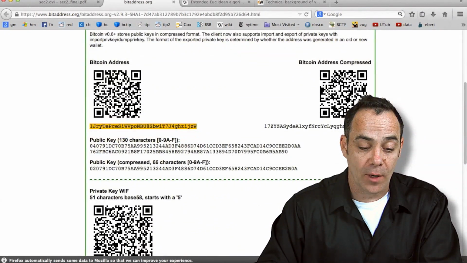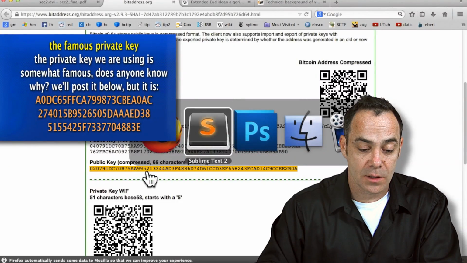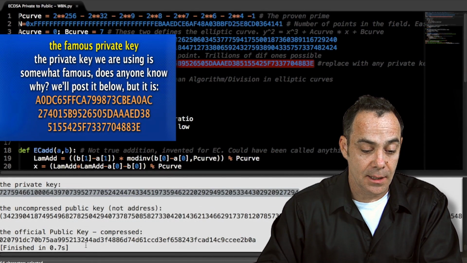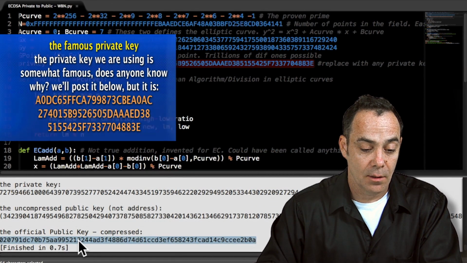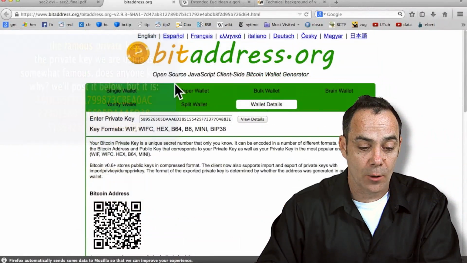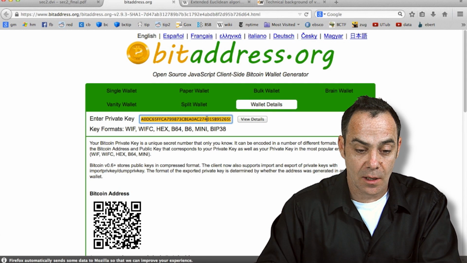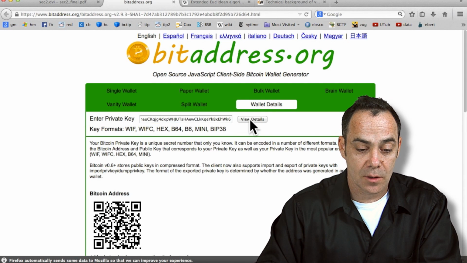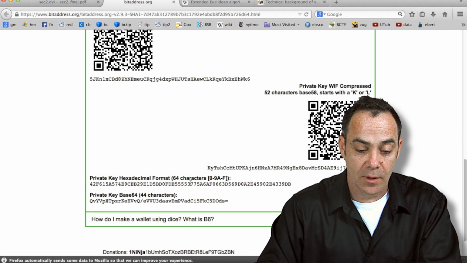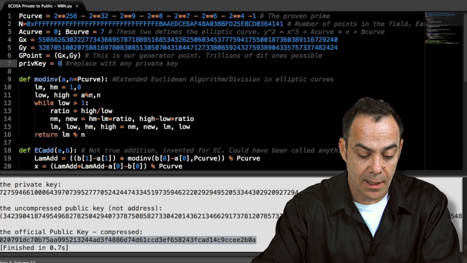But the thing we generated today is the public key. And there's the compressed public key. And we can go and see if that's our compressed public key. And indeed it is, okay? And it's right there. And we can do the opposite. We can go generate a brand new address right here. We can copy the compressed private key, go to wallet details, stuff that here, say view details, and grab the raw hex version of the private key right here and paste that into our code.